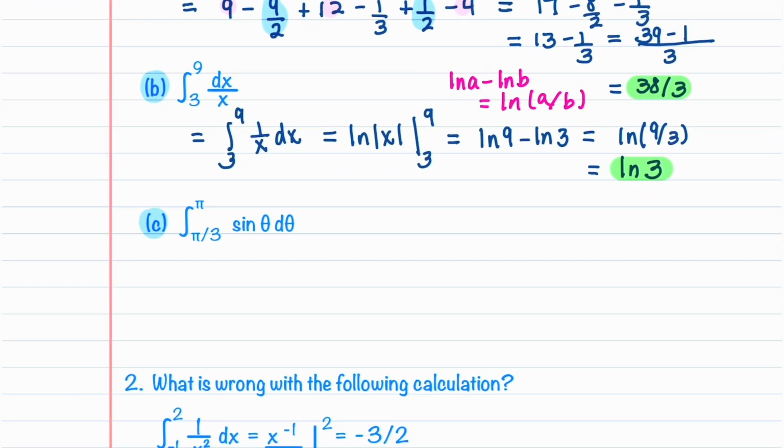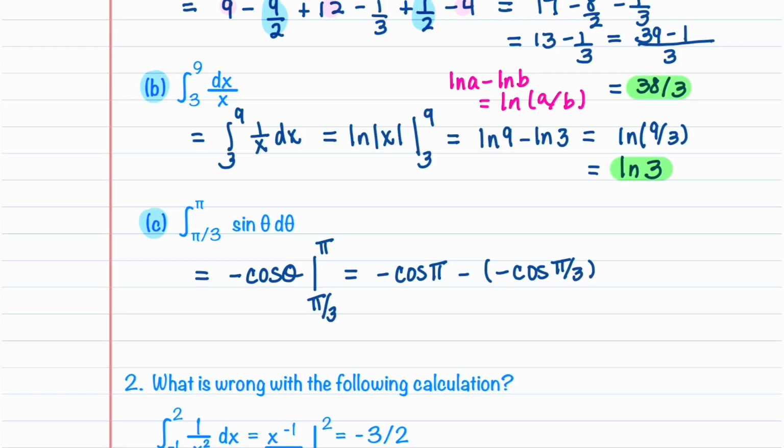Now let's look at part C. In part C, we have the integral from pi over 3 to pi of sine theta d theta. This is going to be the antiderivative of sine theta, which is minus cosine theta. And we're going to evaluate this from pi over 3 to pi. This gives us minus cosine of pi minus cosine of pi over 3.